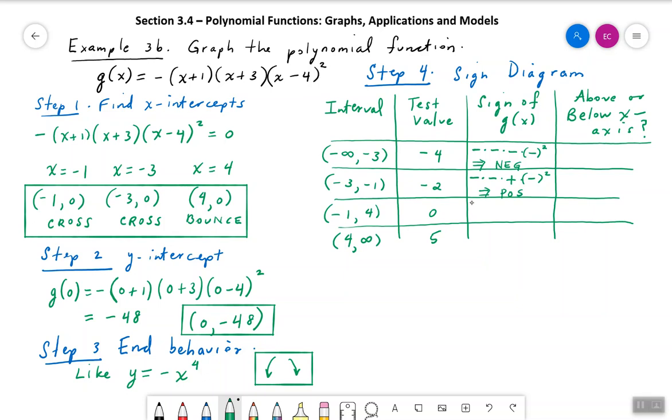A couple more times. Maybe you want to stop the video and try to check these signs for yourself. I won't spend too much time explaining it. Okay, so we have a negative 0 plus 1, 0 plus 3, 0 minus 4 squared. 3 negatives multiplied together are going to give us a negative.